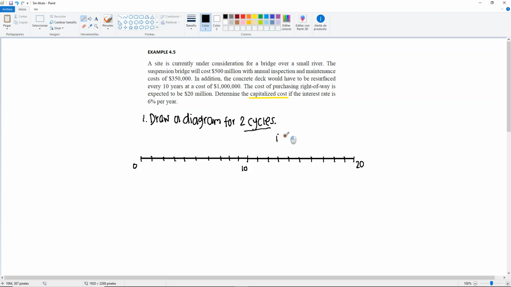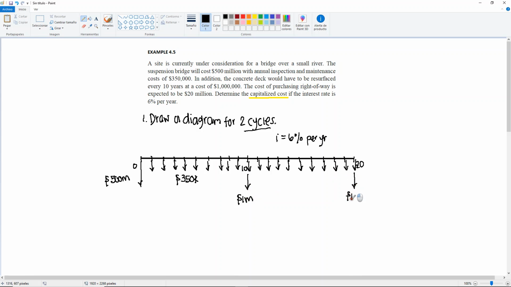Okay, we know that the interest rate is equal to 6% per year. Okay, so we start drawing the cash flow, so we know that the initial cost, it's 500 million. Then the resurfacing occurs, oh no, I'm sorry, the inspection and maintenance, it's annual, so we're going to have an arrow going down every year. Okay, so here we have the 350,000. Then the resurfacing occurs every 10 years, so that means in year 10 and year 20. So you're going to add 1 million. And the right of way, which occurs in year 0, of 20. Okay, so we have everything we need.